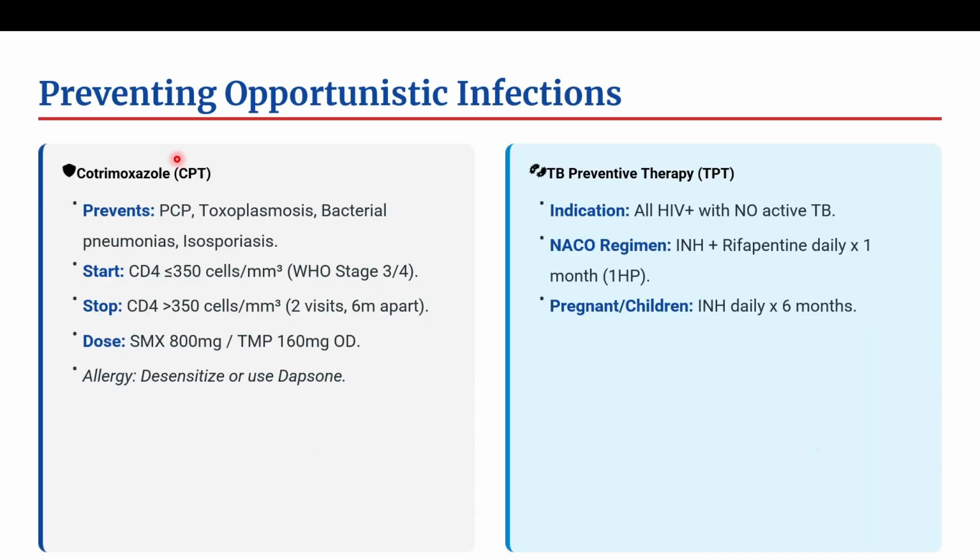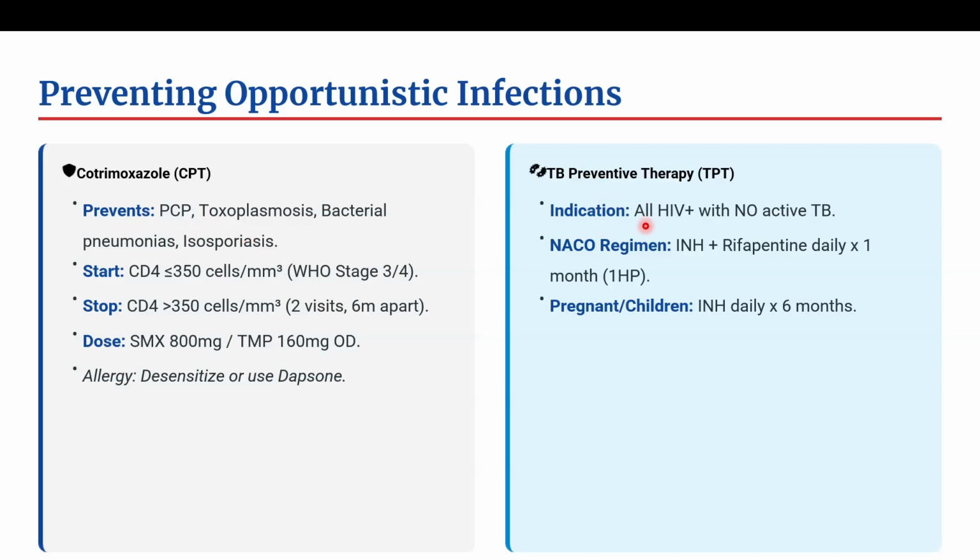Preventing opportunistic infections based on the CD4 count. Start when the CD4 count is less than 350 cells or in WHO stage 3 and 4. Stop when it is more than 350 cells on 2 visits more than 6 months apart. This is the perfect criterion. The dose is sulfamethoxazole 800 milligram and trimethoprim 160 milligram once daily, that is, cotrimoxazole double strength tablet once daily. In case of allergy, desensitize or use dapsone. It prevents pneumocystis pneumonia, toxoplasmosis, bacterial pneumonias, and isosporiasis.